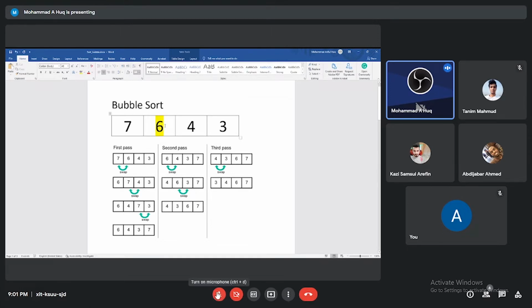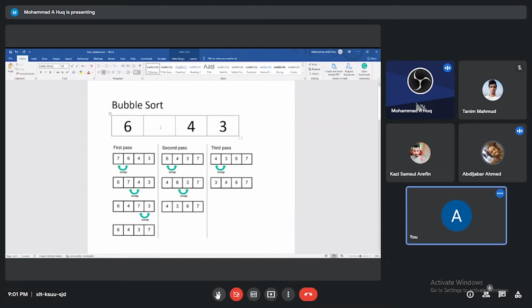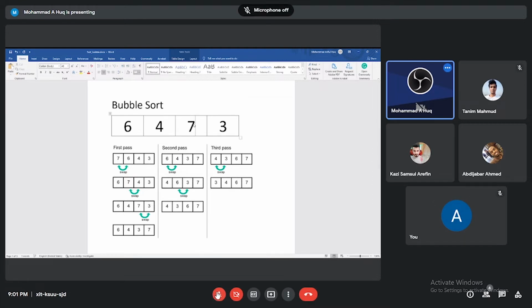Then what is going to happen? In the first pass, we just want to show what happens. So 6 will come here and 7 will go there. Then 7 and 4. Which one is smaller? 4 is smaller. So 4 will come here, 7 will go there. Then 3 will come here, 7 will go there. Yes.